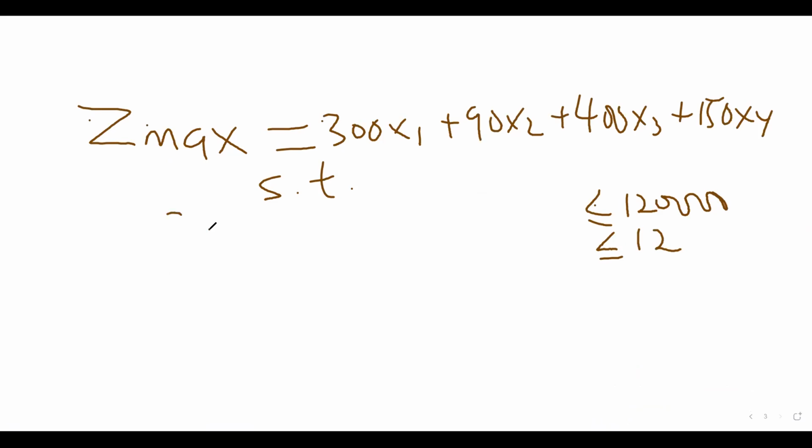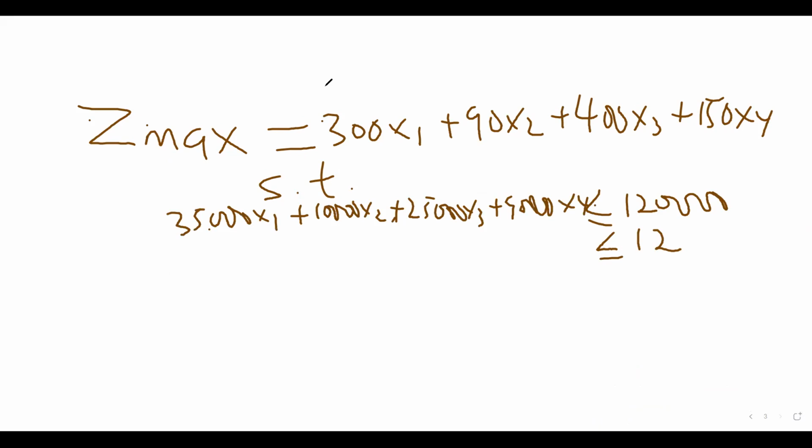So you have 35,000 x1, 10,000 x2, plus 25,000 x3 plus 90,000 x4. So all of this should be less than or equal to 120,000.